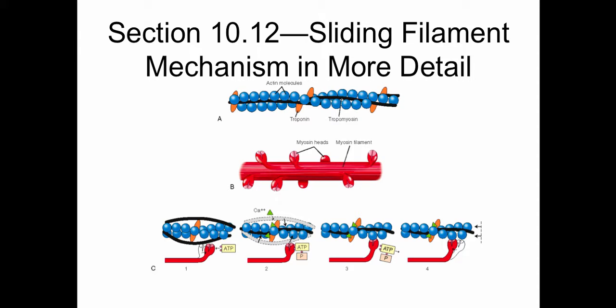The sliding filament mechanism has 4 basic steps. In step 1, the ATP molecule attaches to the myosin head. In step 2, calcium binds to the troponin molecule. In step 3, the myosin head attaches to the exposed binding site of the actin filament. And in step 4, the myosin head bends, pulling the actin filament toward the center of the sarcomere.